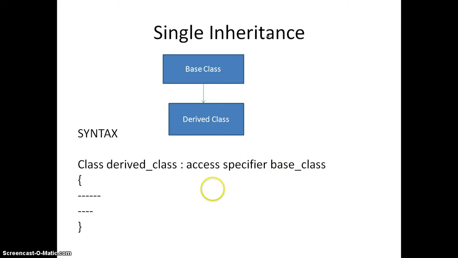So the syntax for inheriting a property from a base class: class, we are going to create a new class. This is the name of my derived class, followed by a colon. This one is for inheritance. So I am going to inherit, followed by an access specifier like public, private or protected. I can use any of these 3 access specifiers, which will be discussed in the next video, followed by the base class. The base class is the existing one and the derived class is the newly created class. It has to be created.